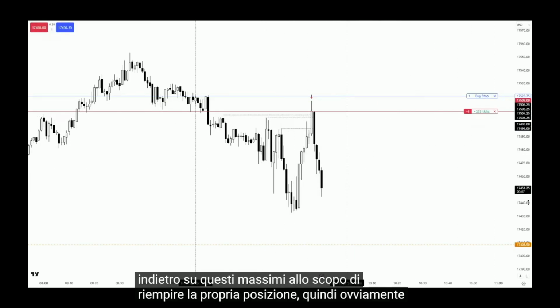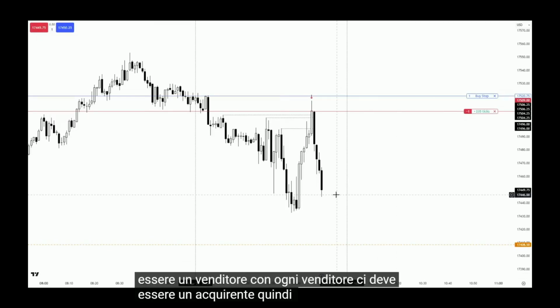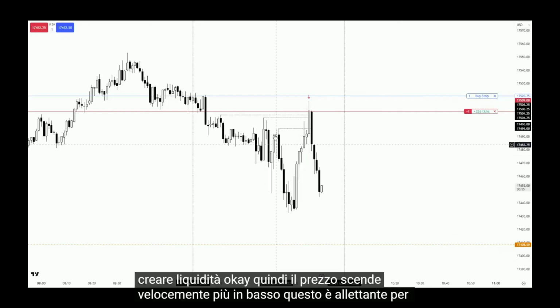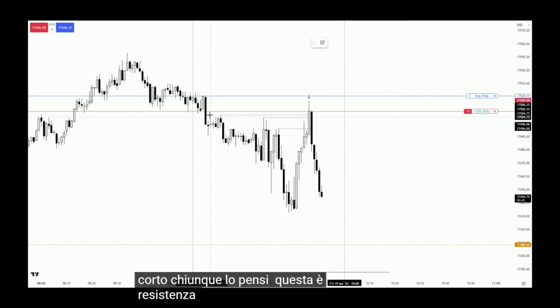So obviously, everyone needs a counterparty to their transaction. With every buyer, there must be a seller. With every seller, there must be a buyer. So smart money needs to create liquidity. Okay, so price drops fast lower. This is enticing retail to go short. They run it back on anyone who was short, anyone thinking that this is resistance over here.